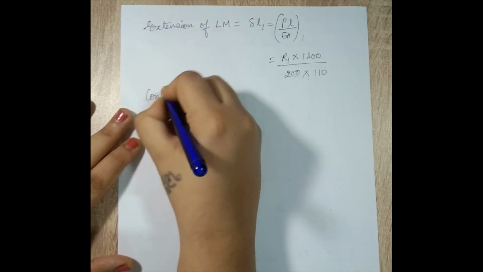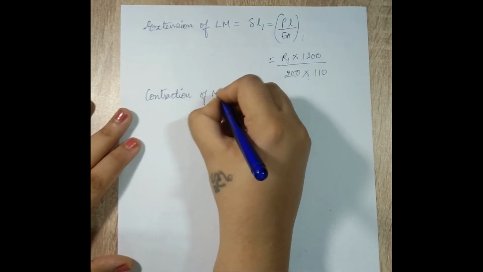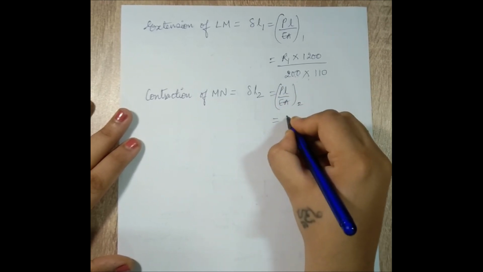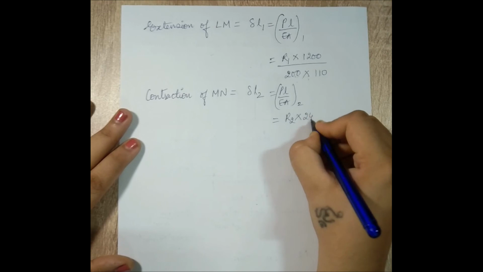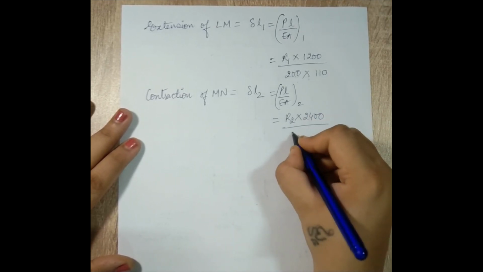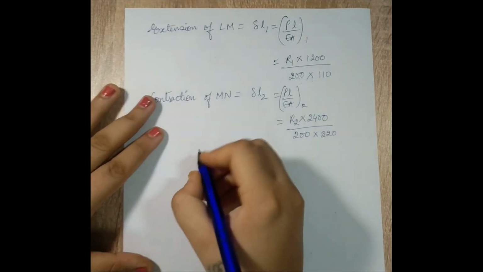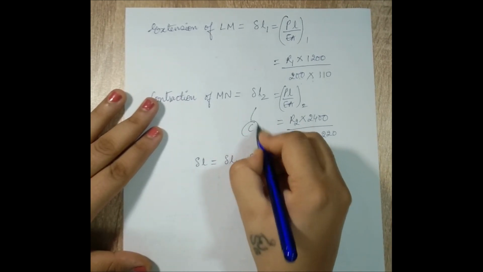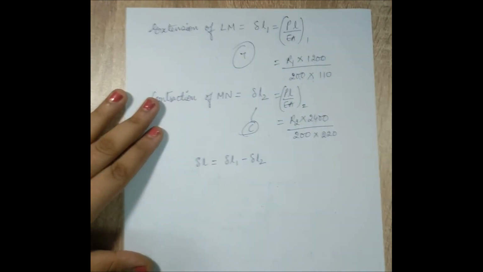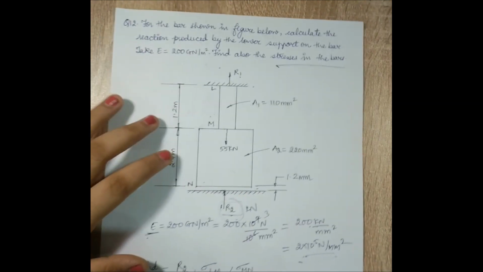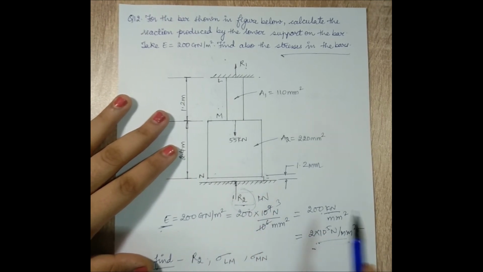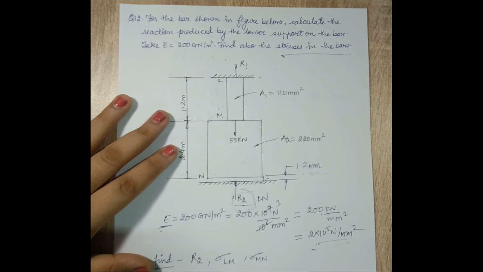Let's write down the contraction of MN, which will be delta L2. Again PL upon EA for the second one. Here I have reaction R2 into the length is 2400 divided by the value of E is 200 and the area is 220. Again I will write down delta L, total extension, is equal to delta L1 minus delta L2. This will be of compressive type, so it is negative, and this is of tensile type, so it is positive. Total extension is very important in this question. In the previous question it was 0, but here if you observe, there is some extension or change which is taking place. So this gap, which is 1.2 meter given, is the data which I need to use for the total elongation of the bar.